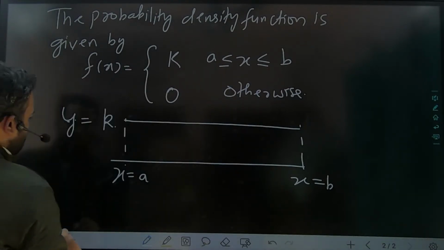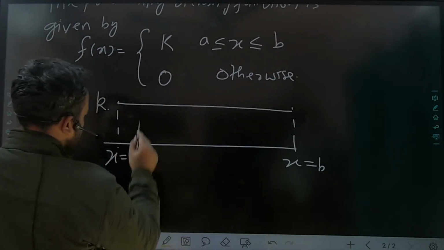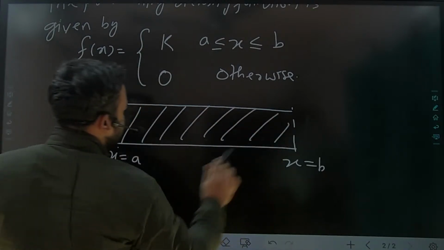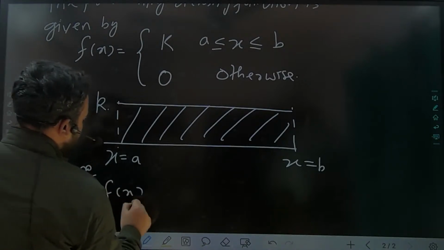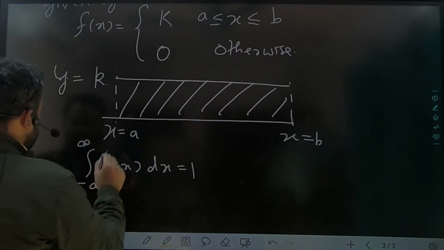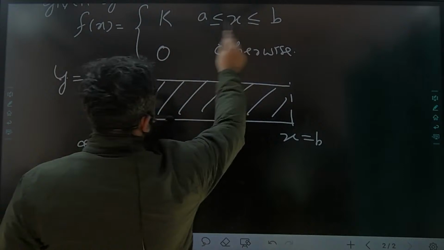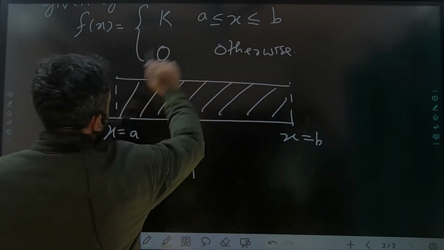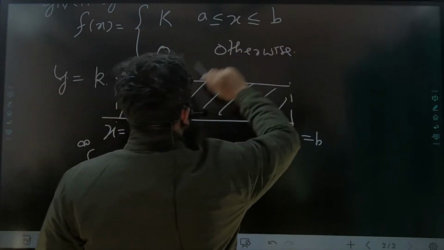Now, can you find this constant value? Yes, we can, because we know that the area under this probability density function from minus infinity to plus infinity will be equal to 1. So the integral from minus infinity to plus infinity of f of x dx is equal to 1. From minus infinity to a, there will be no output, because output is coming only in this range. From a to b we have output, and from b to plus infinity we don't have any output.